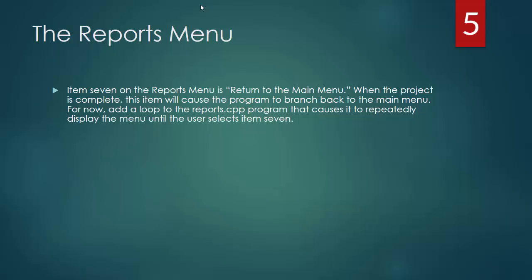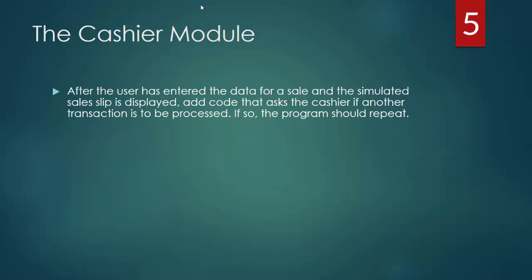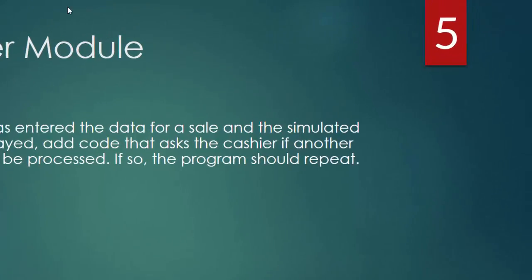It's the same for the reports menu. There's a return to main menu option as well. And in our cashier module, after the user has entered the data for the sale and we display the receipt, we will add code that asks the cashier if another transaction is to be processed. Right now we can only enter one transaction, and then the program goes back to the main menu. This way we can enter unlimited transactions until the user chooses not to enter any more, and until then the program will repeat.